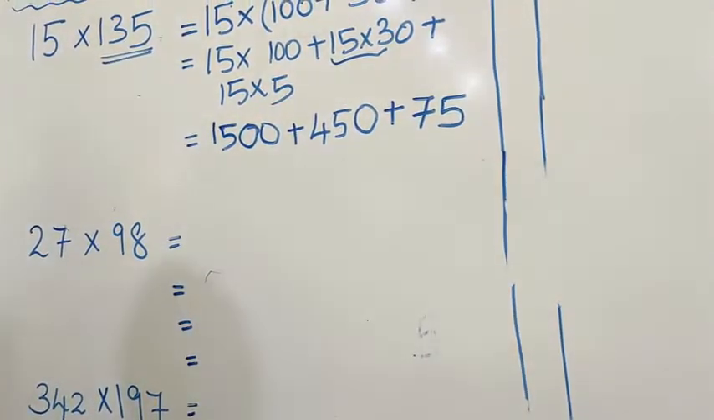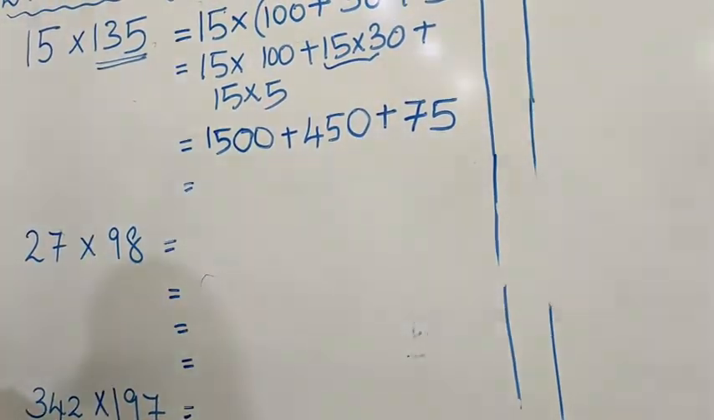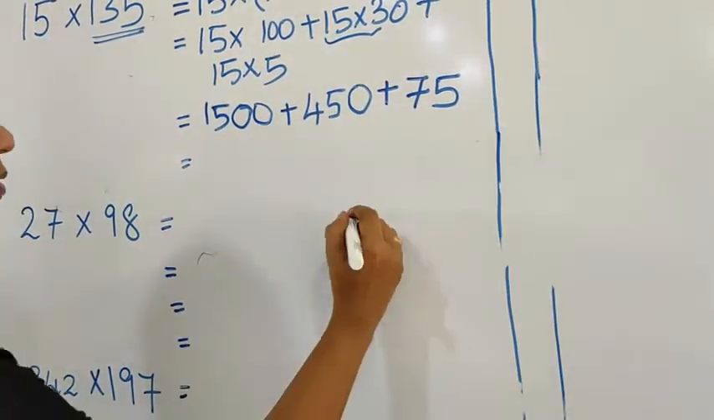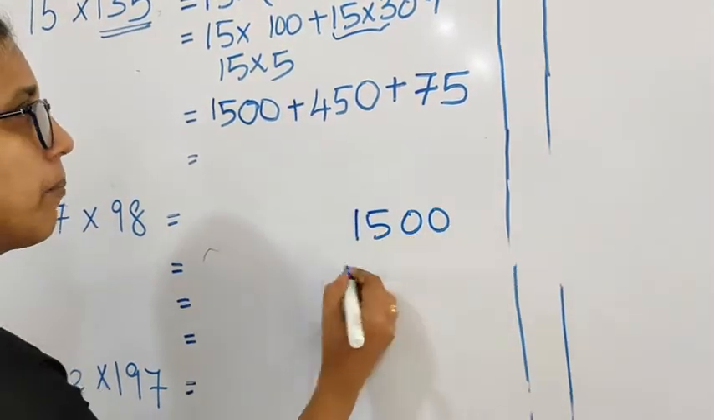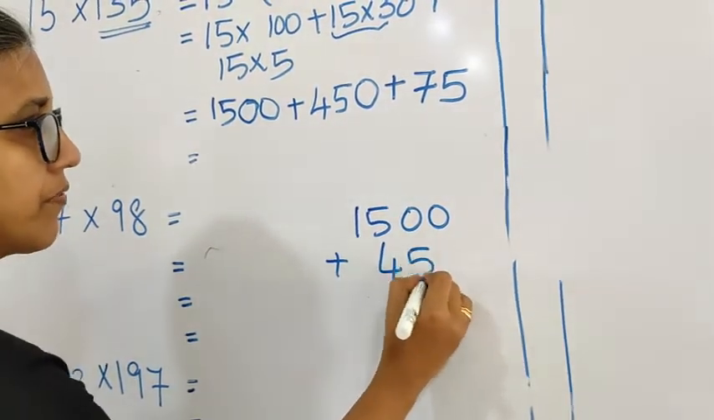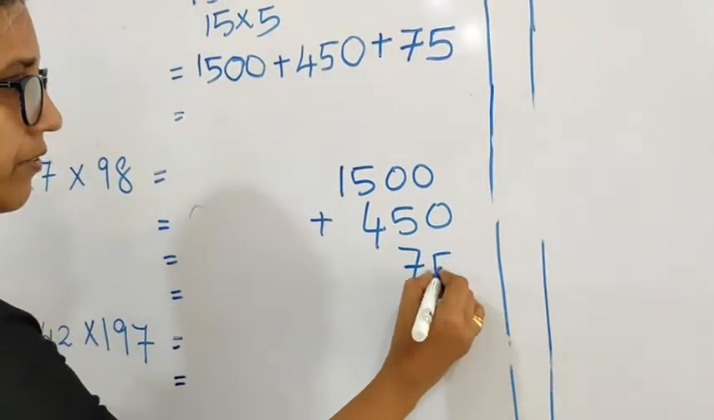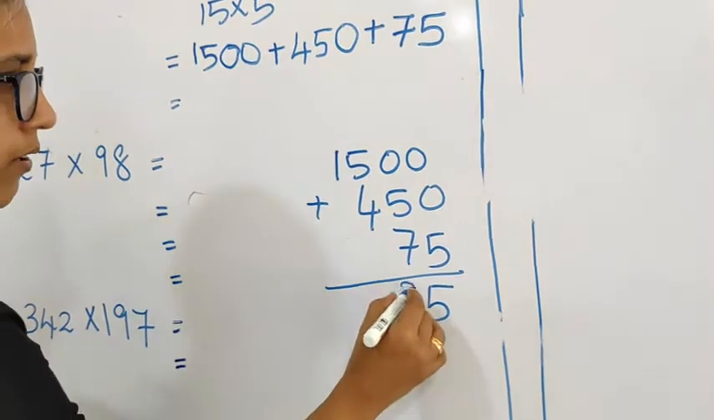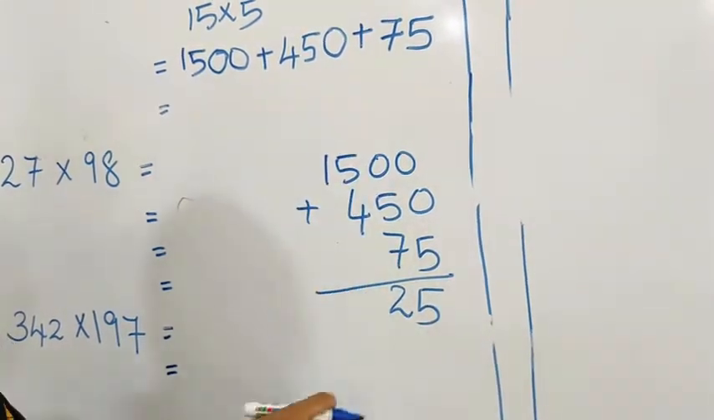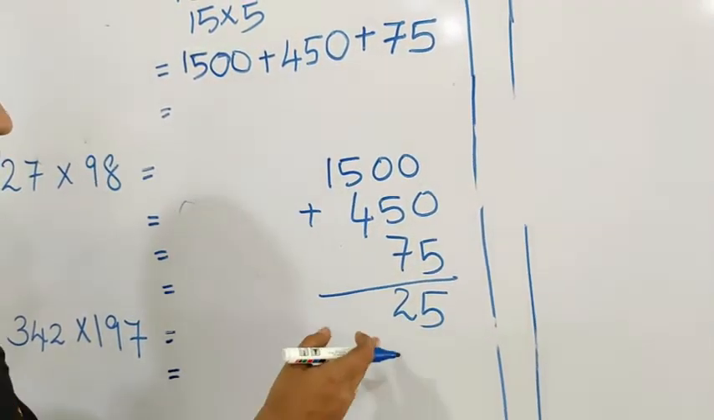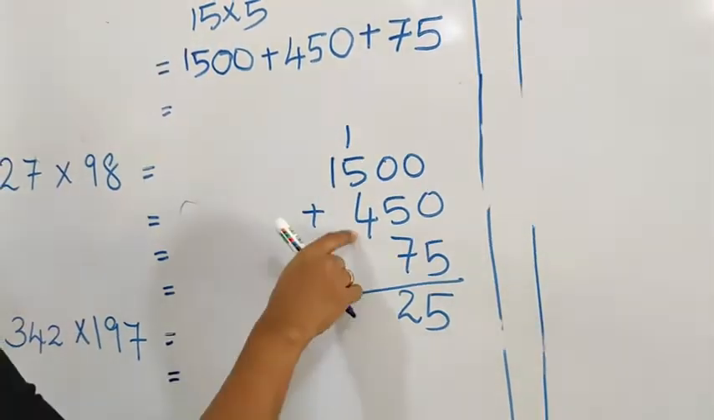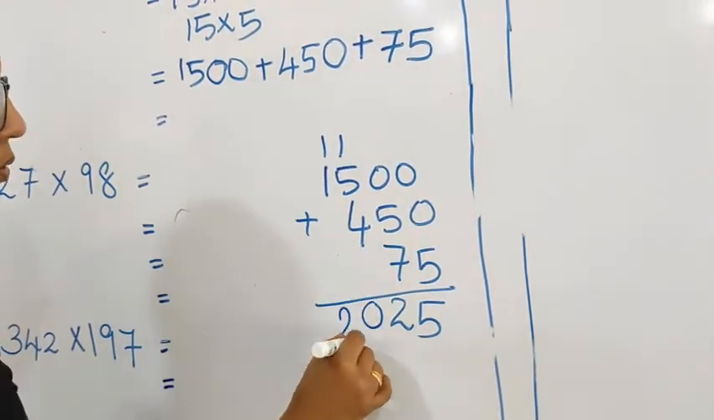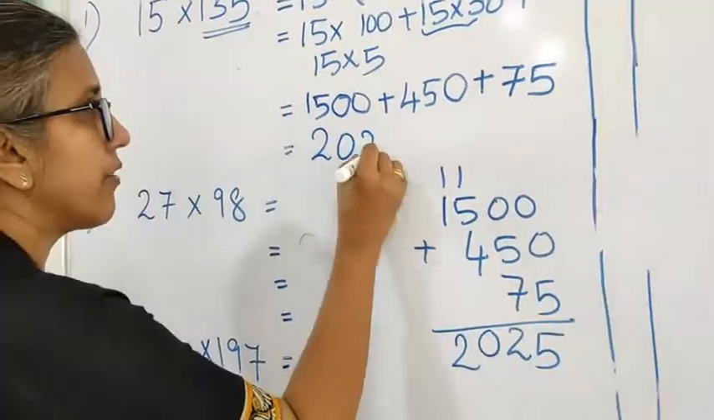Now what I have to do in this step? I have to add. The operator is addition, so I will add it. 1500 plus 450 plus 75. So 7 plus 5 is 12. 12 plus 0 is 12. So I am not adding 0 there. 12, carry is here. 4 plus 1, 5. 5 plus 5, 10. Again carry. 1 plus 1, 2. And you got the answer 2025.